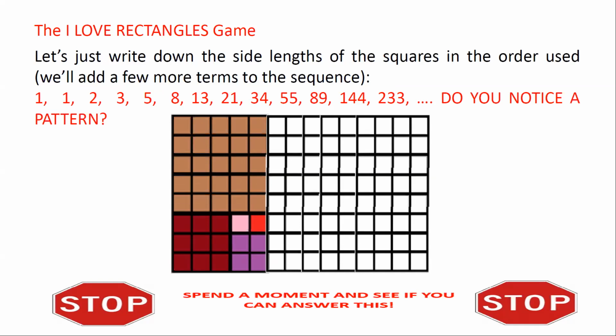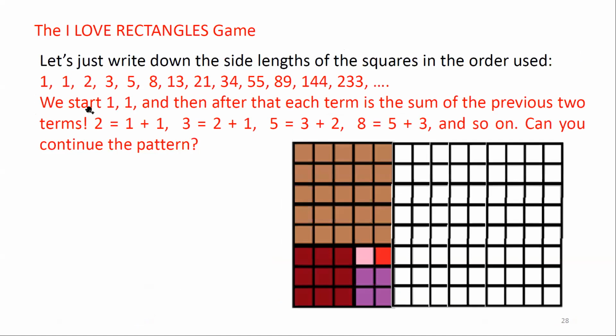Did you notice a pattern? Well, if we start with the 1, 1, notice that the next term, 2, is just 1 plus 1. And then 3 is 2 plus 1. And then 5 is 3 plus 2. 8 is 5 plus 3. 13 is 8 plus 5. And we see each term is the sum of the previous two. And so now that you know this, hopefully you can continue the pattern.